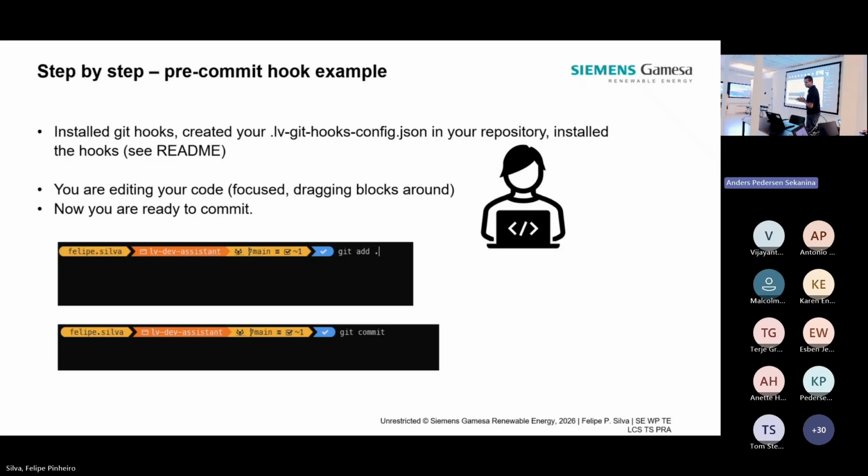So let's go with a small example of using your Git hooks in your workflow. You install the VIP package with the Git hooks framework. You create your configuration. This tells exactly what hooks you want to run when the precommit executes. There's more information in the README if you want to know about this. I won't go down this path today.